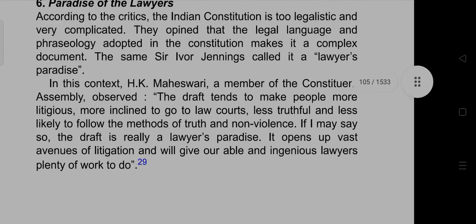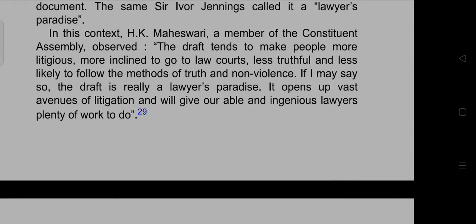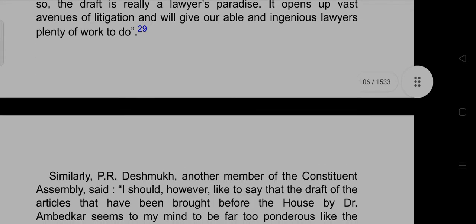In this context, H.K. Maheshwari, a member of the Constituent Assembly, observed, "The draft tends to make people more litigious and more inclined to go to the law courts, less truthful and less likely to follow the methods of truth and non-violence. If I may say so, the draft is really a lawyer's paradise. It opens up vast avenues of litigation and will give our able, ingenious lawyers plenty of work to do."